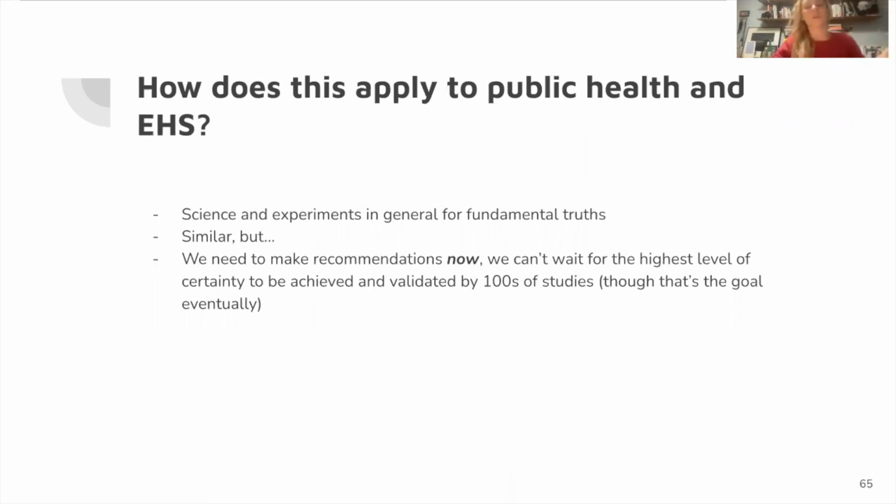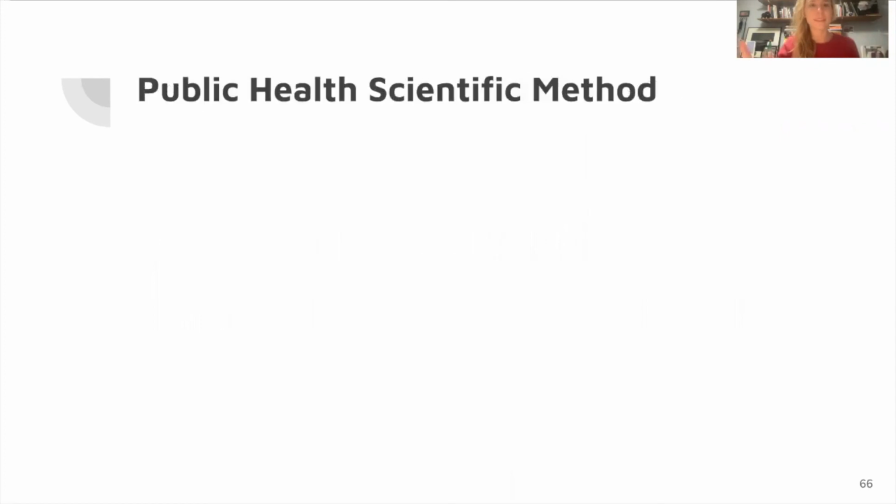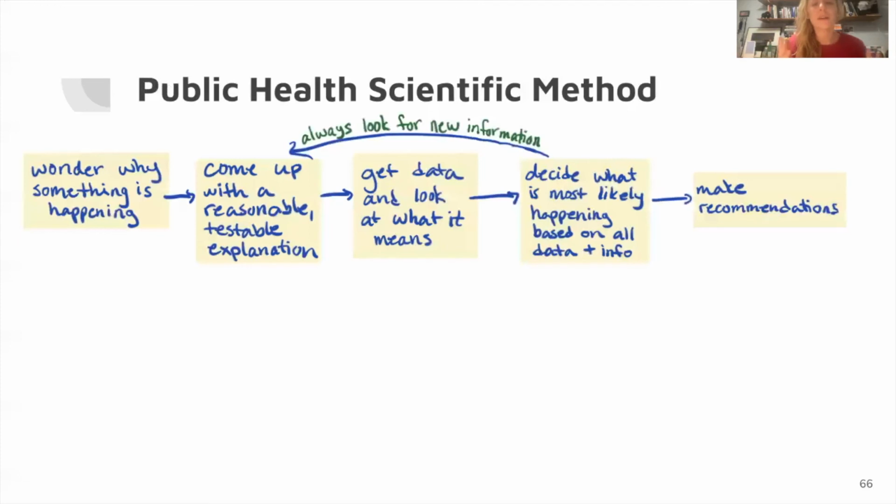So it has a slightly different sort of flow to it, even though it is a scientific method, but it sort of gets chopped up every once in a while because it's the same idea, but sometimes you need to make a recommendation. So it's the same as the scientific method. You wonder why something's happening, come up with a reasonable testable explanation, operationalize your variables, make an experiment, do an observational study, get some data, look at what it means, decide the most likely interpretation, and make the best recommendation you can. Constantly look for new information all the time, same as the normal scientific method.